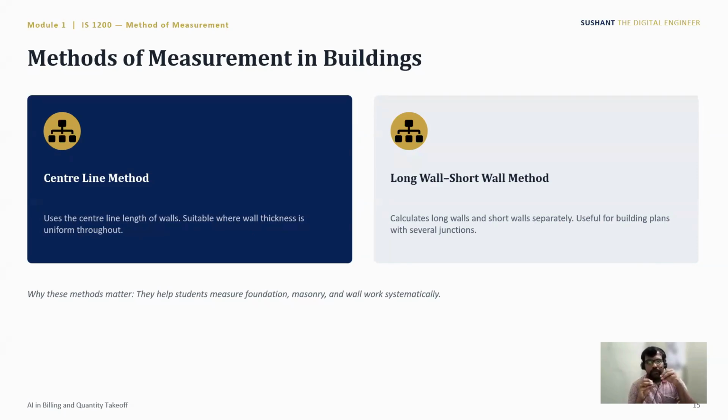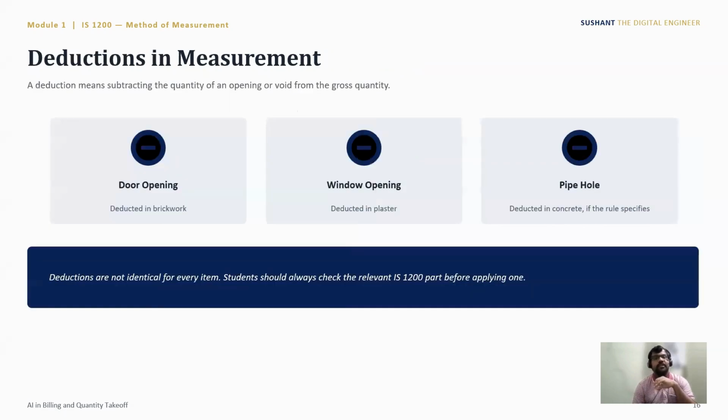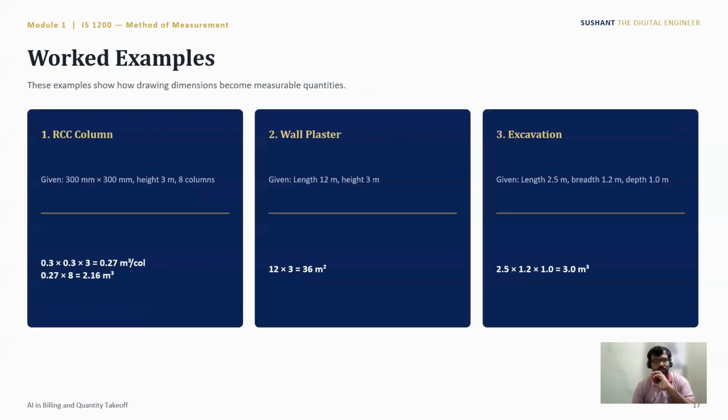Okay, if you are considering a frame structure, we calculate that quantity with respect to the count of foundations. So for the superstructure and substructure, it is with respect to the foundation number. So these are the methods of measurement. Deduction in measurement: door openings, window openings, and pipe holes are deducted in the center line and long wall short wall methods in load bearing structures.